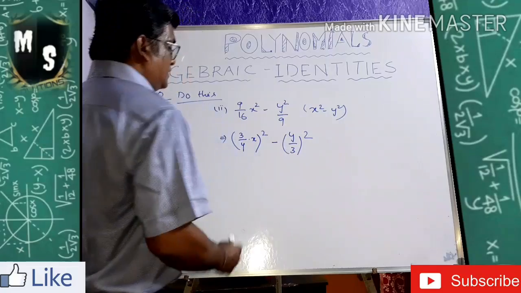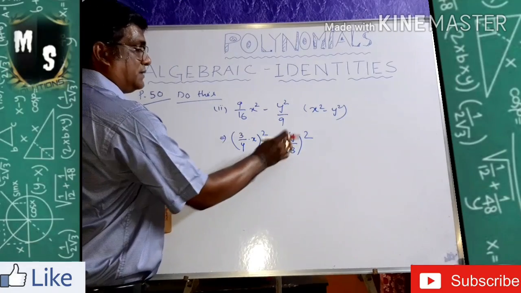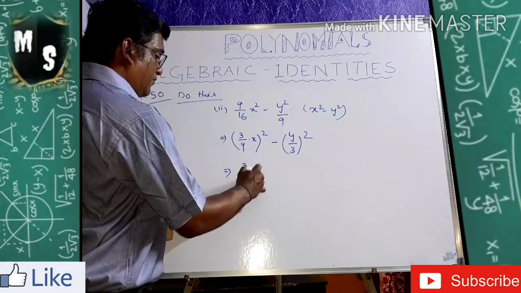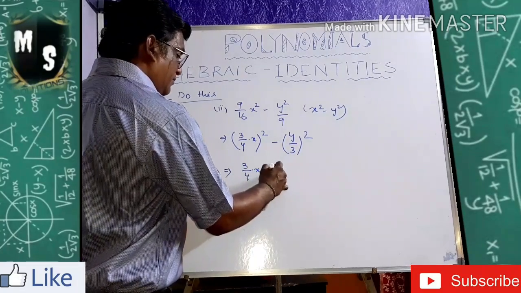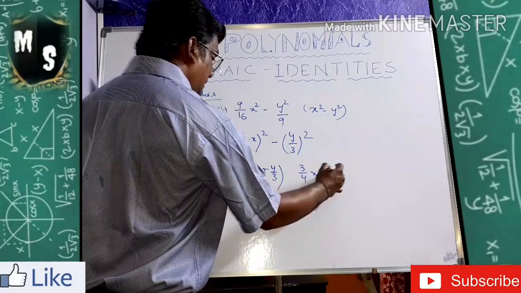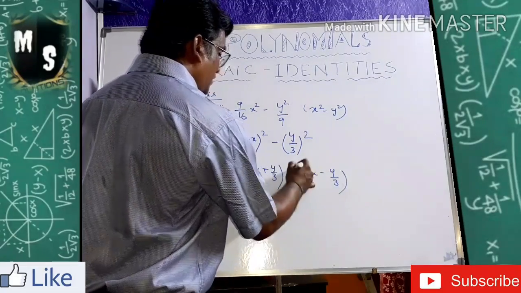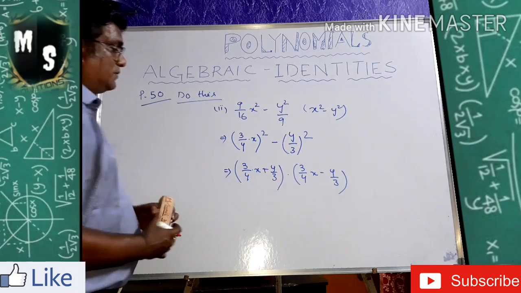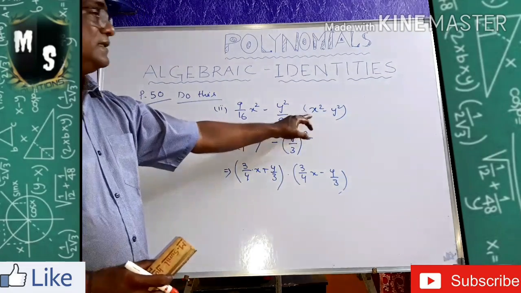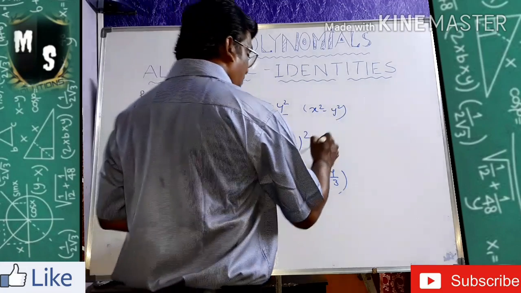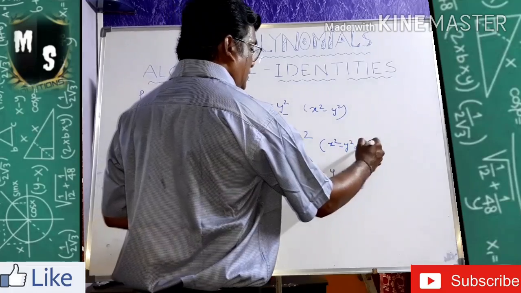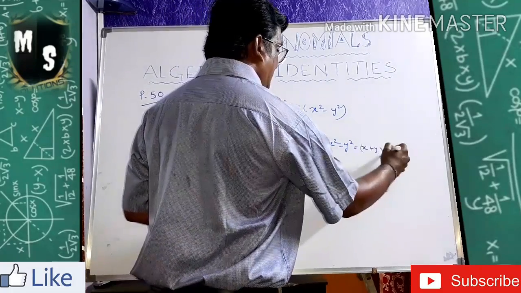See now. Clear? A square minus b square. What is the formula? A plus b into a minus b. What is your a? 3 by 4 into x. What is your b? Y by 3. So 3 by 4 x plus y by 3 into 3 by 4 x minus y by 3. Okay. Now it is factorized into two terms, that is a plus b into a minus b, under the suitable formula. You have to mention how it is coming: x square minus y square is equal to x plus y into x minus y.